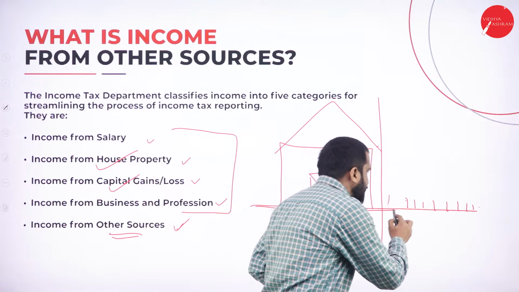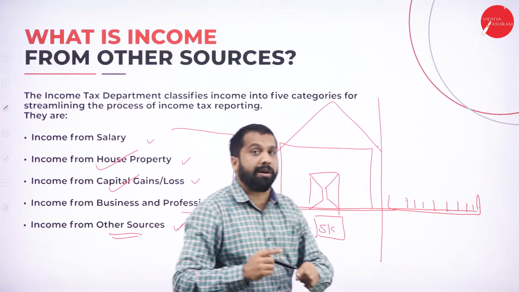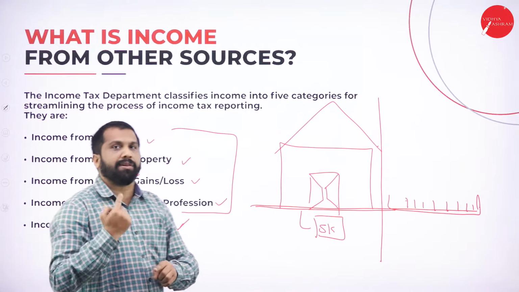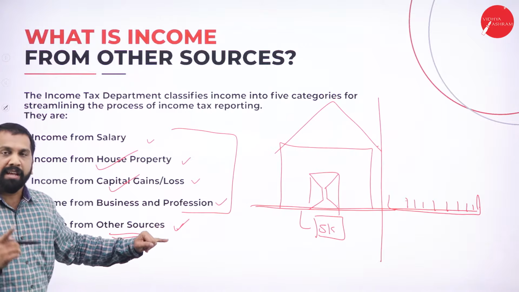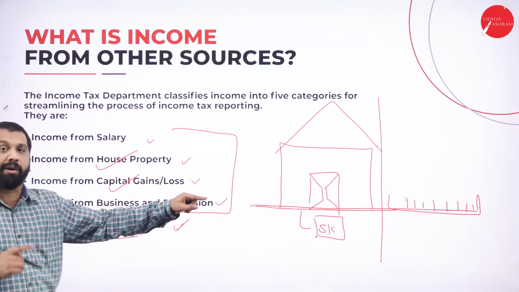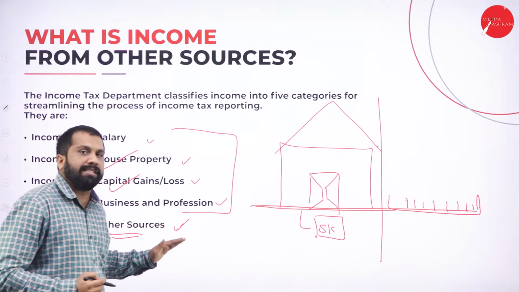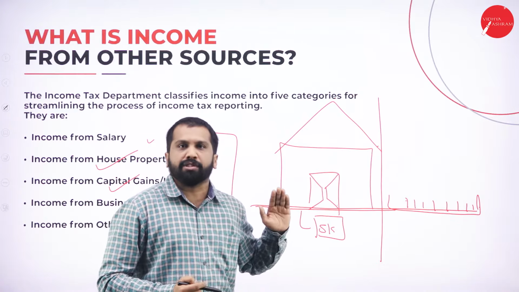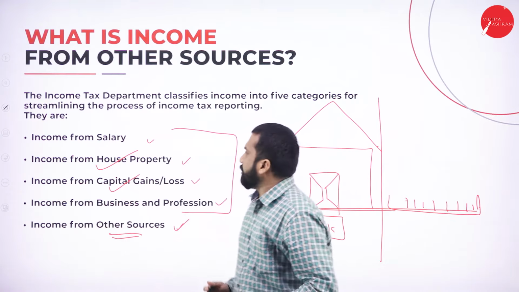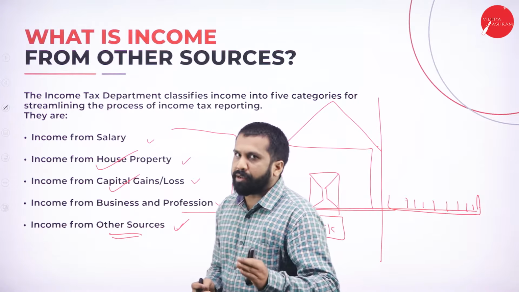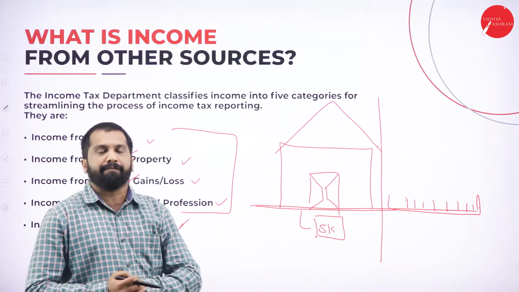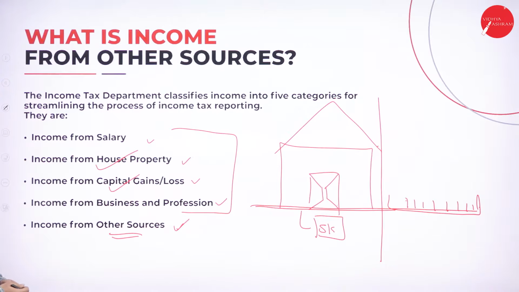If the vacant land is given on rent, then we call it income from other source. So these are the things we are supposed to learn while doing income from other source. Hope you understood what is called income from other source.